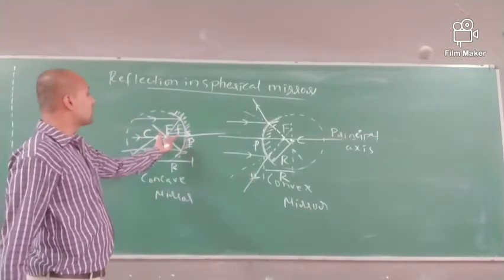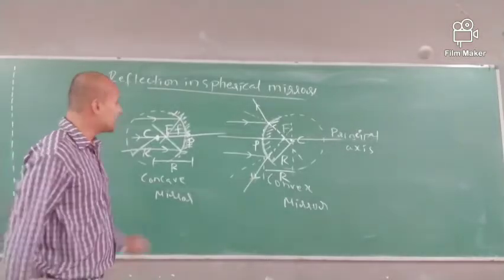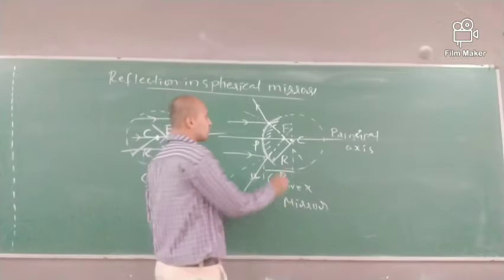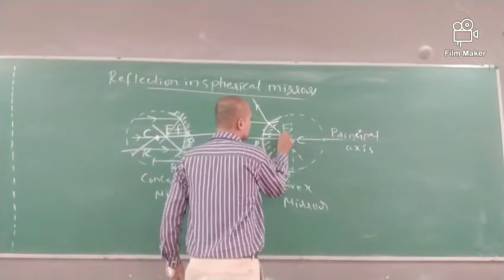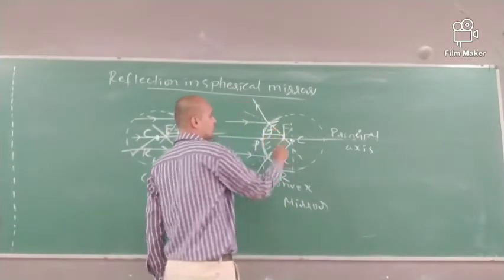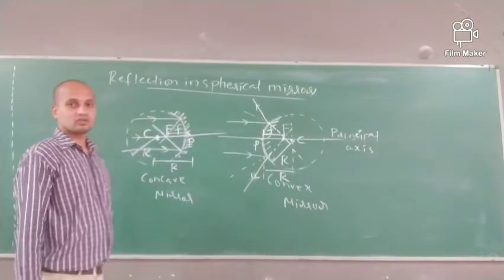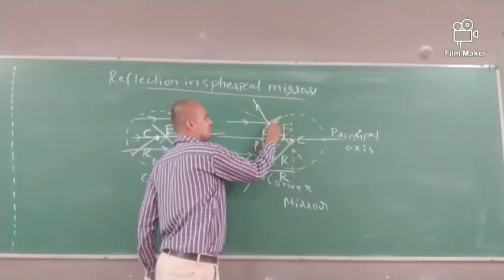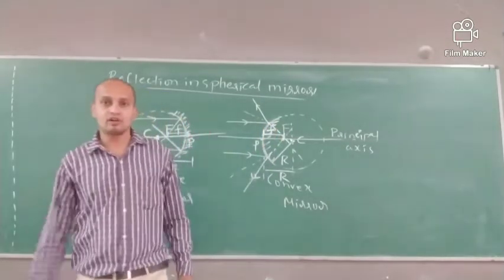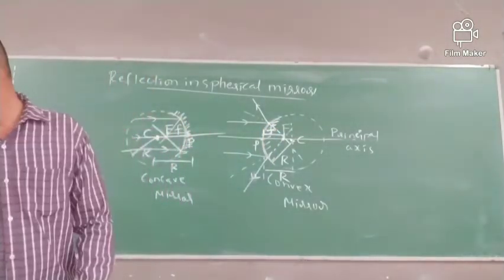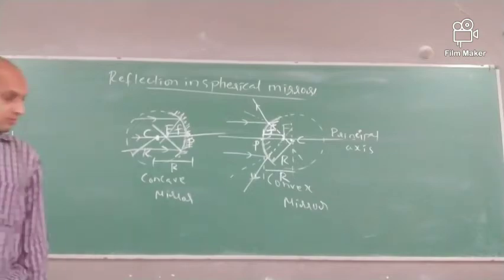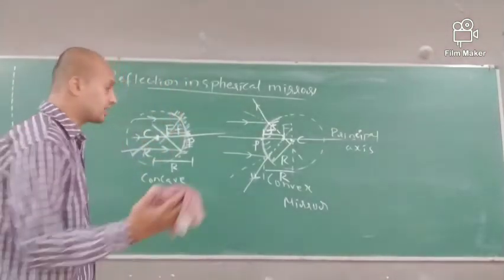Small f is the focal length. Focal length is the distance from the focus point to the pole. The distance from the pole to the focus point, I write as small f. These are some of the terms connected to spherical mirrors.